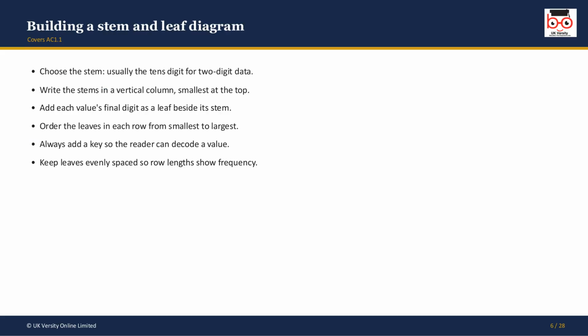So how do we actually build one? For two-digit data, the stem is usually the tens digit, so you write those tens digits in a column down the left, smallest at the top. Then each value's final digit goes in as a leaf beside its stem. Once they're all in, order the leaves along each row from smallest to largest and add your key. Keep the leaves evenly spaced, because then the length of each row shows you the frequency at a glance.